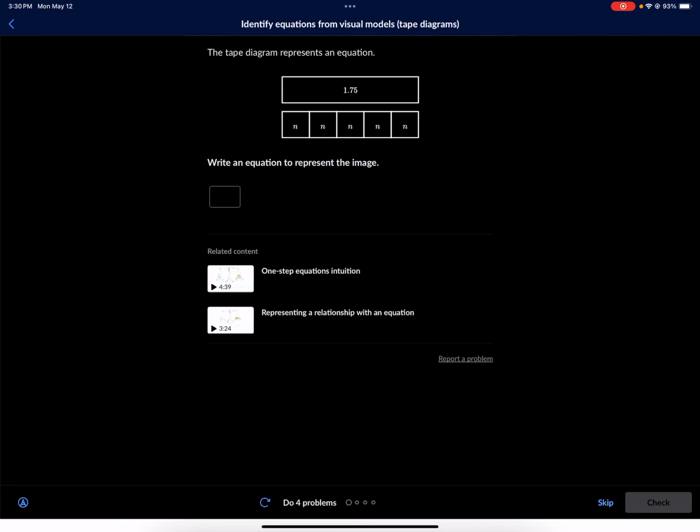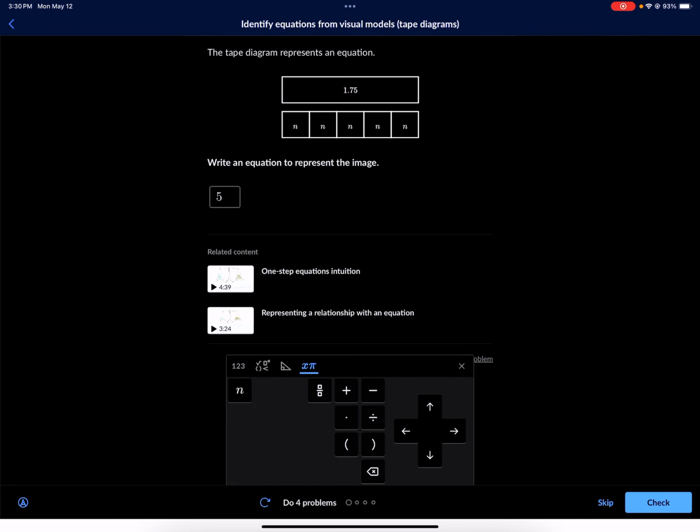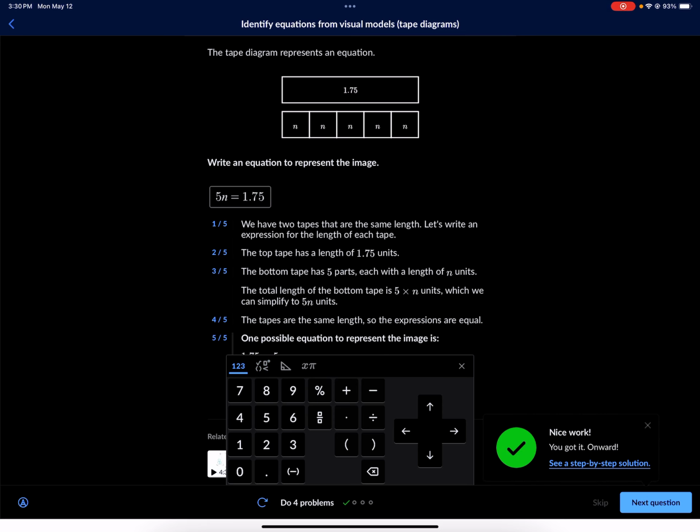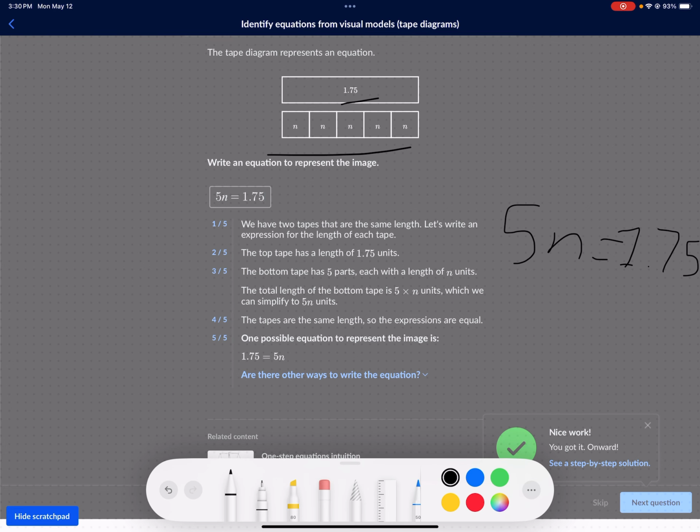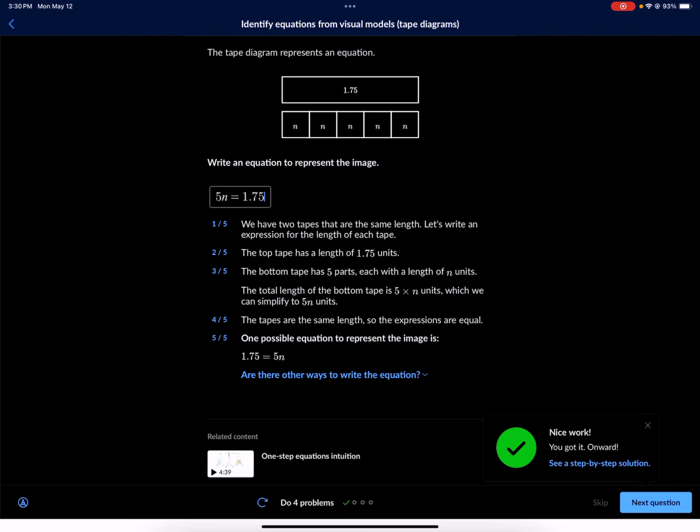So what we're going to do here is put 5n is equal to 1.75. That's our answer. That's all we have to do. We have to identify the amount of n's here, and then the number, and then we just put it equal to each other. I could have also put 1.75 is equal to 5n, but it doesn't matter. So let's try to rapid fire it.